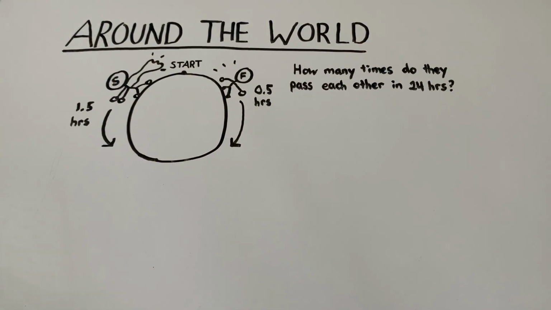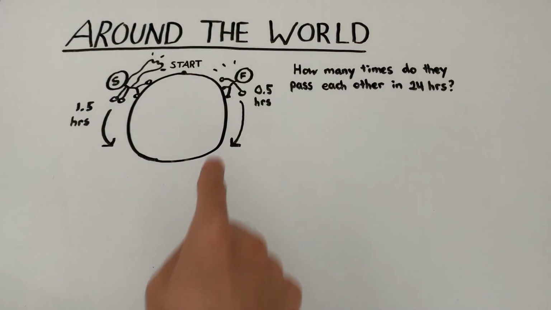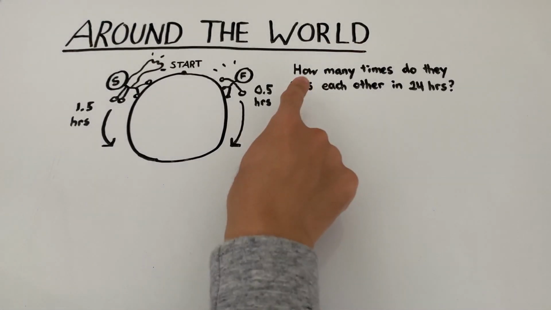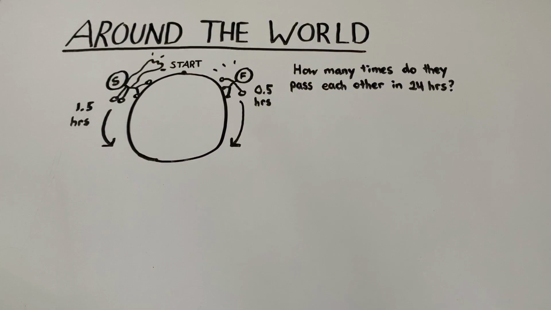But they're going to go in opposite directions. So Superman is going to fly this way, while Flash is going to run around this way. Now, while they're doing that, from time to time, they will see each other. And we want to find out how many times they will pass each other in a 24-hour period.